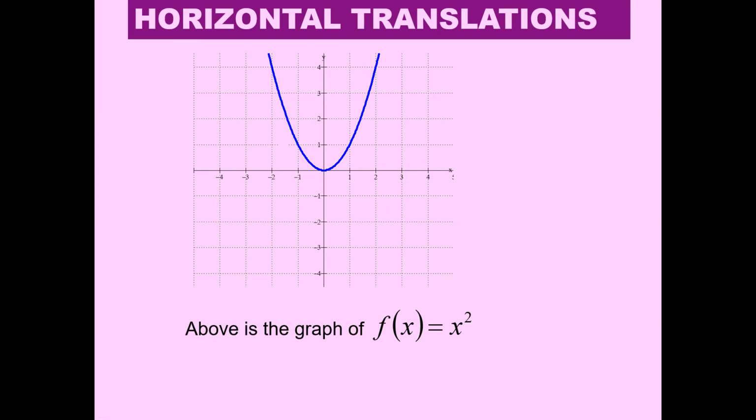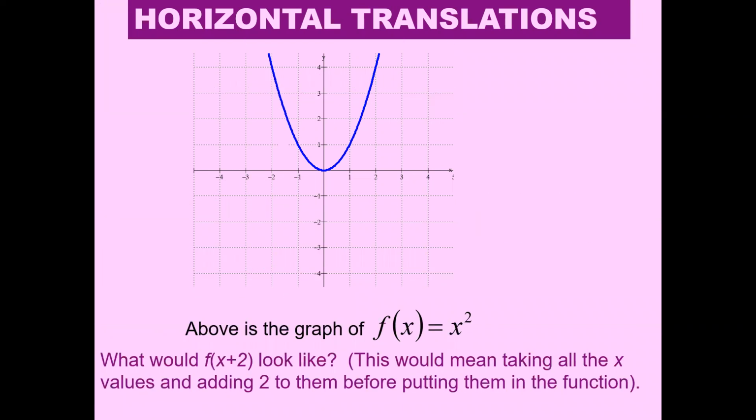Now, the way we tell you that this is a horizontal translation is by the given notation. What would f of x plus 2 look like? We're no longer adding the 2 to the y value. Now we're adding the 2 inside. So in reality, we're adding the 2 to the x component, not to the y anymore. This would mean taking all of the x values and adding 2.